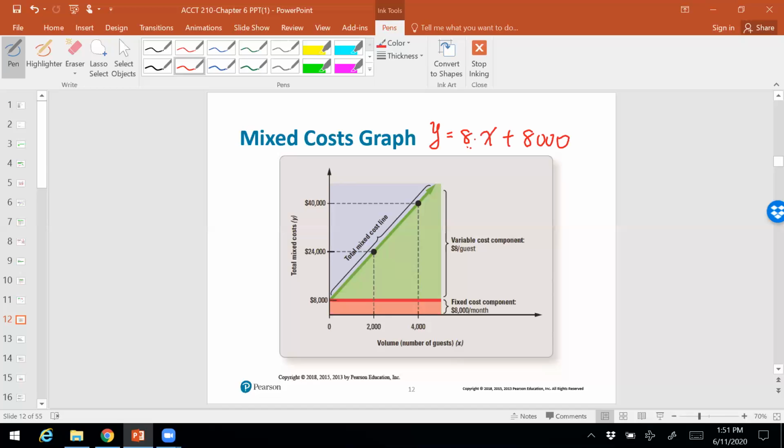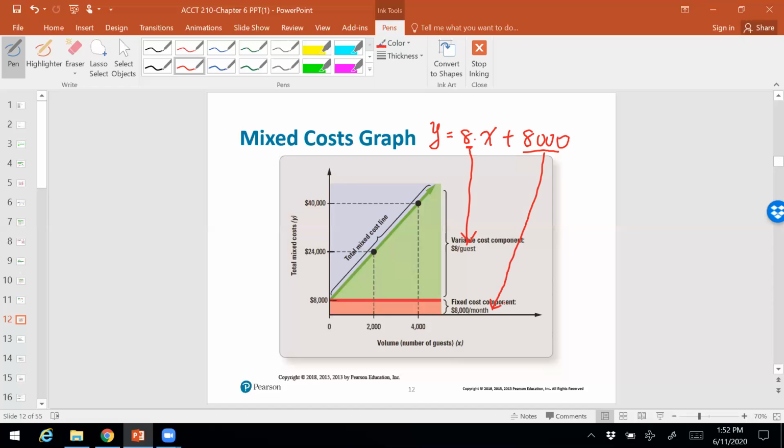So this is our variable cost. You may ask, where did you get the number? It's just here, right? $8 per guest. You may ask, why did you get that fixed cost? The graph tells you the fixed cost is 8,000.